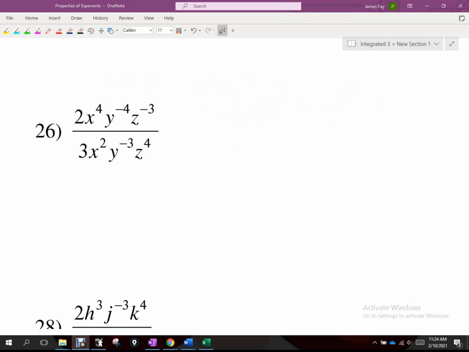It might very well be. No, it's like if you could do the ones we just did, there's no reason you shouldn't be able to do 26. My suggestion before you do anything on 26: I would get rid of negative exponents first.